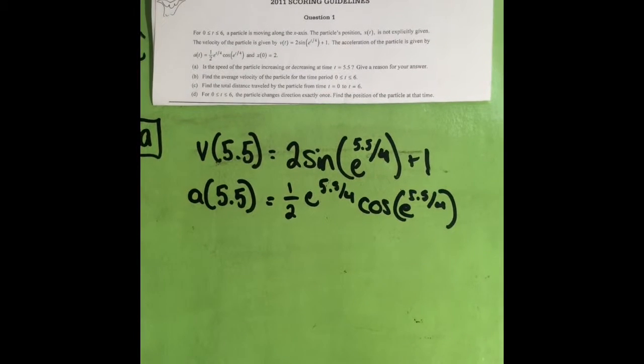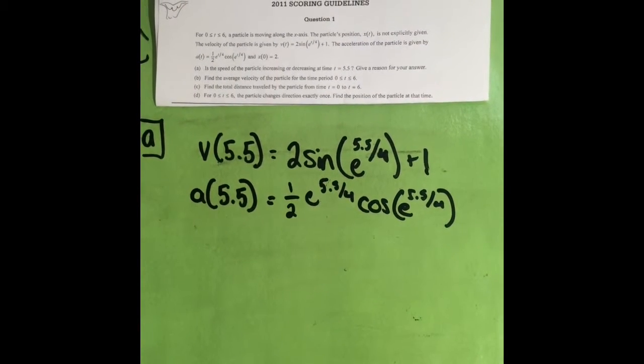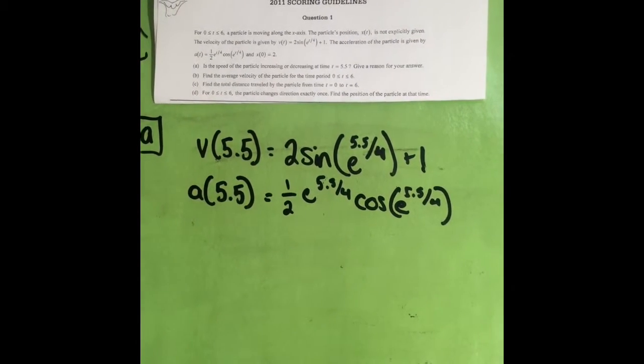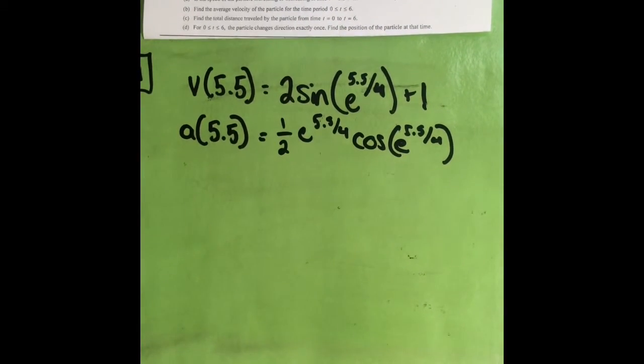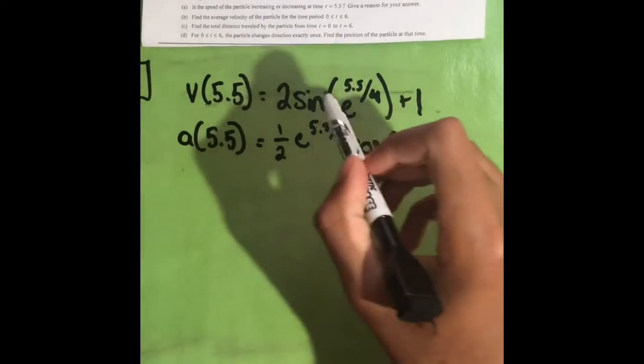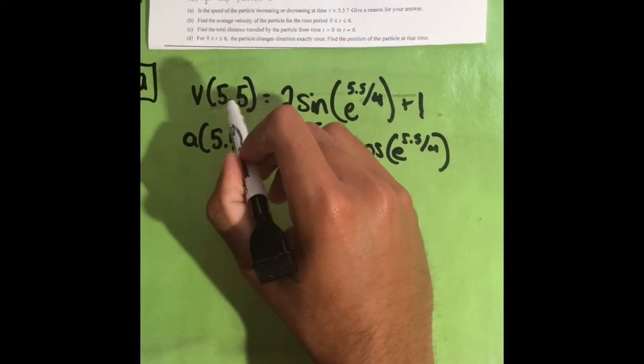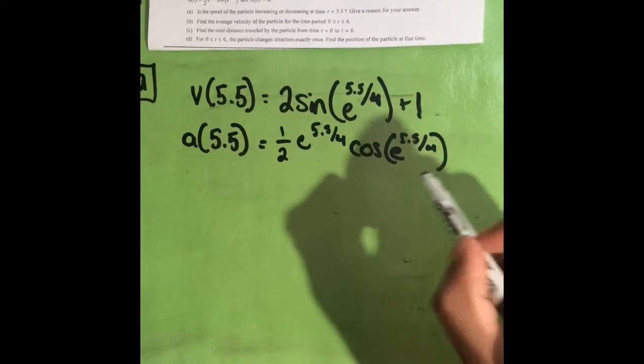So part A asks, is the speed of the particle increasing or decreasing at time t equals 5.5? Give a reason for your answer. So judging from the example that Sam and I showed, we need to know the sign of v as well as the sign of a.